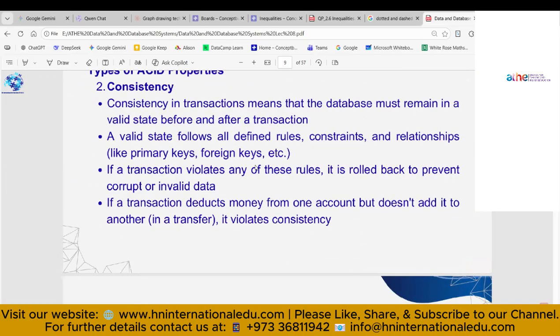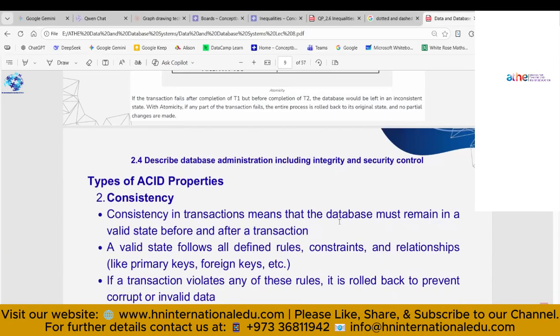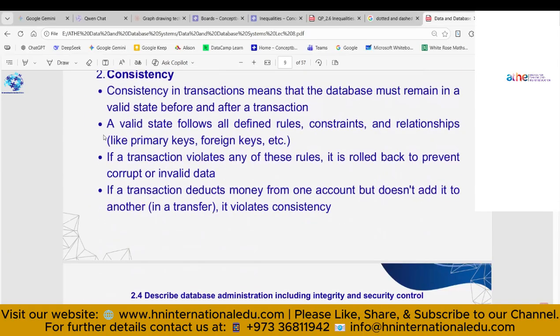Then we have consistency. Consistency means that the database must remain in a valid, consistent state before and after a transaction. So you did this transaction T1 and T2. Now look at your database, is it consistent or not? So what does this mean? A valid or consistent state follows all defined rules, constraints, and relationships, like all of the things which we have discussed previously: the relationships, the constraints and rules and everything, like primary keys, foreign keys. So if a transaction violates any of these rules, like the primary keys or constraints or relationships, it is rolled back to prevent corrupt or invalid data.